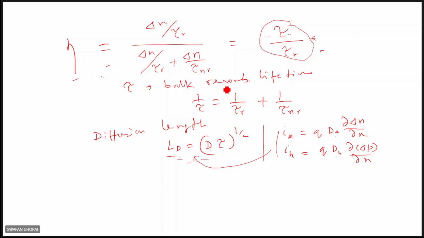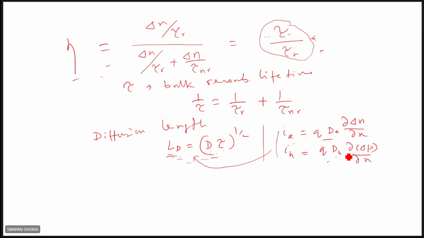Right. In this context, one more thing is diffusion length. When carriers are injected, they move a certain distance before recombination. That distance is called the diffusion length, given by the square root of D tau. How can we have this relation? Whenever current flows, it is due to electrons and holes, and that is proportional to the gradient of the electron or hole concentration.